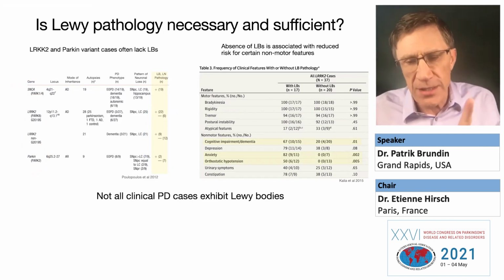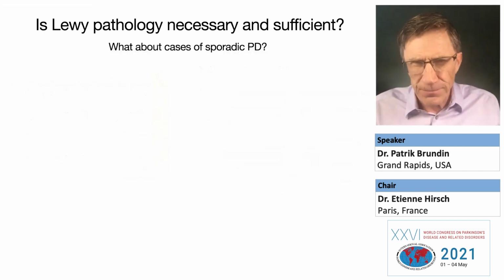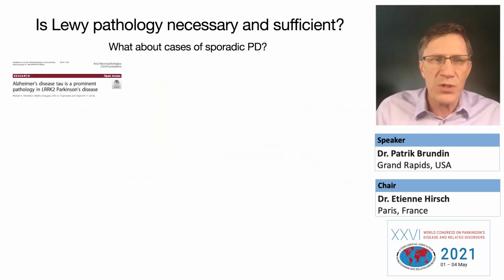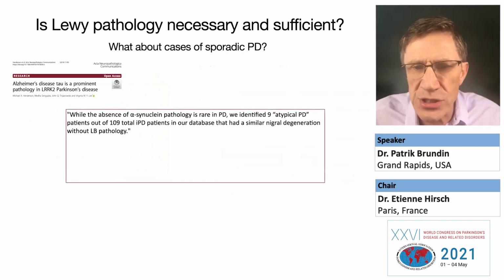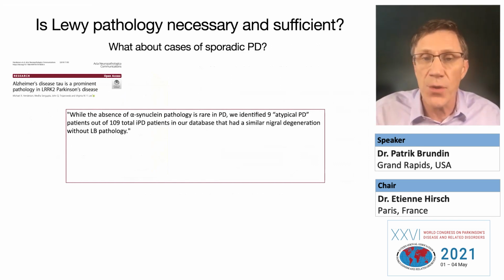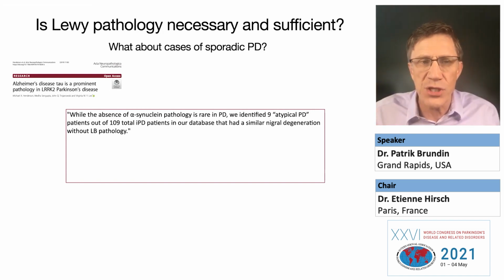Now, is Lewy body pathology necessary in sporadic Parkinson's disease? And this is a little bit more difficult to address. And I looked at this paper, which was authored by Michael Henderson, who joined our institute about a year ago as an assistant professor, having worked with Virginia Lee and John Trojanowski. And he mentions in this paper, while the absence of synuclein pathology is rare in PD, we identified 9 atypical PD patients out of 109 total idiopathic PD patients in our database that had a similar nigral degeneration without, and I stress that, without Lewy body pathology.